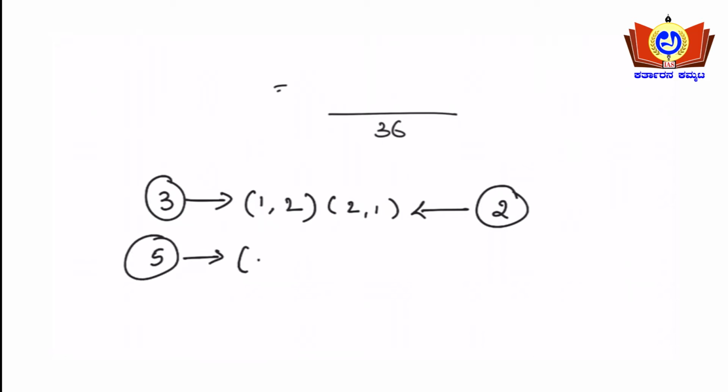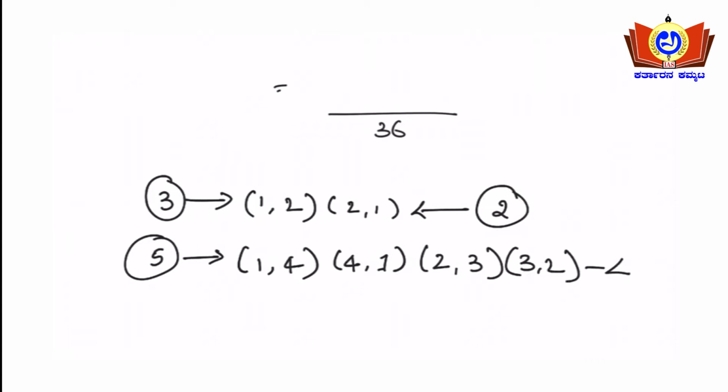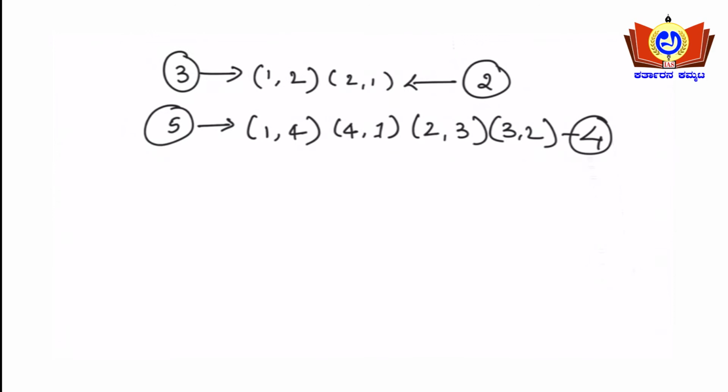1 and 4 the dice should be showing, or else 4 and 1, or else 2 and 3, or else 3 and 2. So there are 4 different possibilities here. So what does the question say? In a single throw of dice, find the probability of getting a total of 3 or 5.